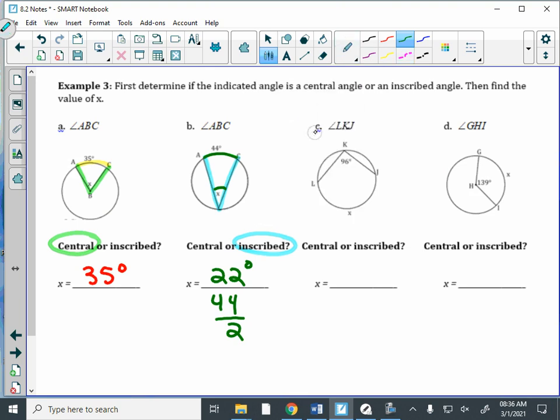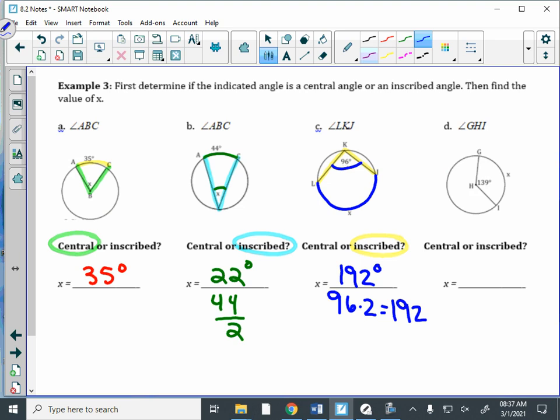We need to identify angle LKJ. Is it central or inscribed? Inscribed. The vertex is on the edge. This time we're going from little angle to big arc. We're going to multiply or divide? Multiply. You're going to do 96 times 2. What is 96 times 2? 192. So that arc is 192 degrees.